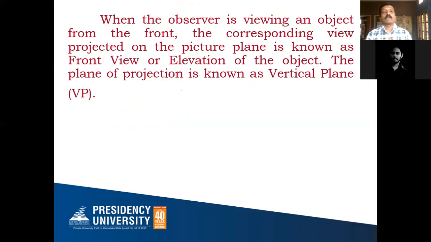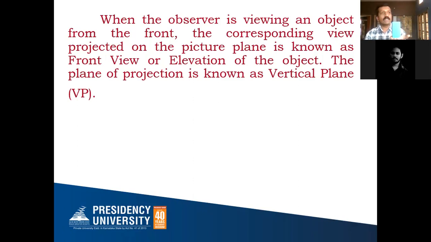The observer is viewing an object from the front side of it. For example, this is the object, and assume that you are the observer, seeing this object by standing on its front side. What does the principle of projection say? You have to identify the contour points. Four points are identified, and I draw parallel lines from all four points such that they meet the vertical plane. After that, I join those points, and it looks like a rectangle. The corresponding view projected on that plane is known as the front view.